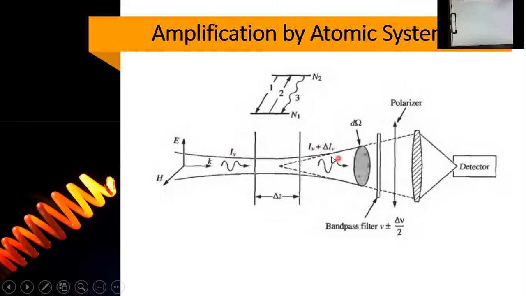And in order to detect this intensity, we have a detector with an area delta omega, and a certain bandwidth of frequencies that we will receive, which is plus or minus delta mu over 2, and we have a polarizer to detect the polarization of the output. So it's a very simple experiment: a source, a detector, and a material in between.